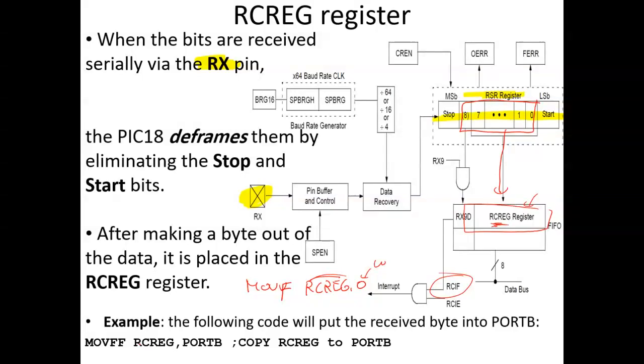We can, for example, use this technique if we want to send the value on port B. You are reading the value serially, and we are sending the data to port B. So we use MOVFF RCREG, PORTB. This will copy the value of the RC register to port B. We are receiving data serially, and we are sending the data in parallel to port B.